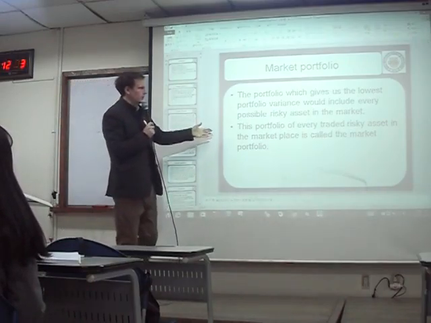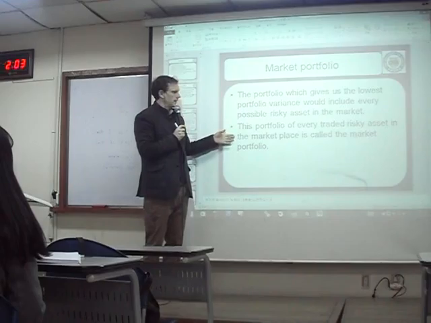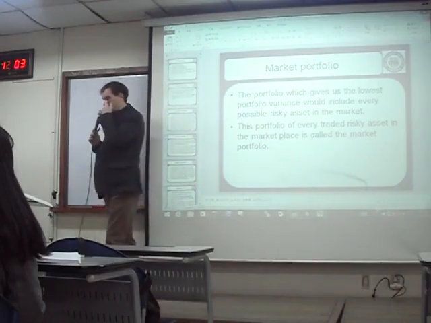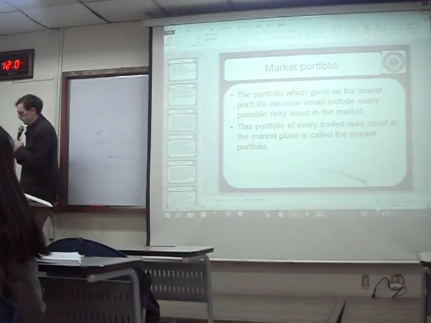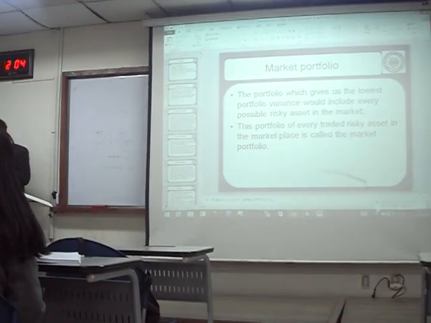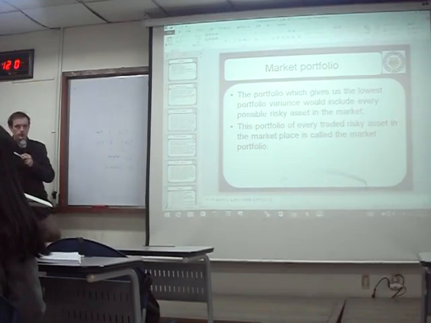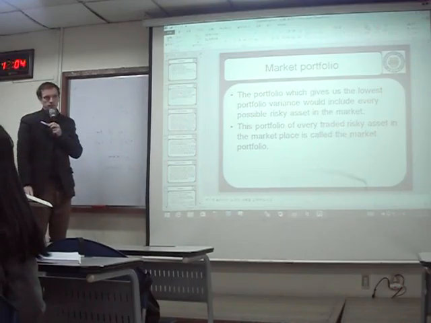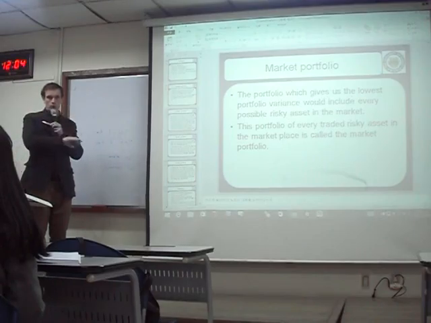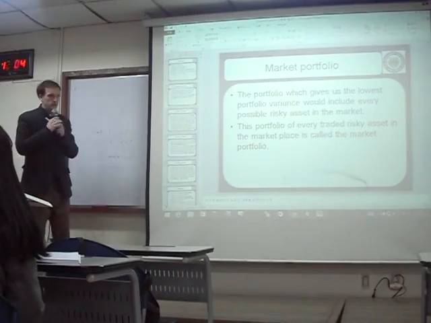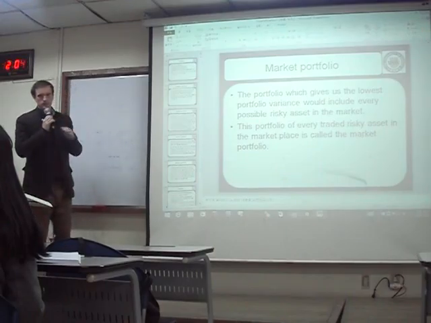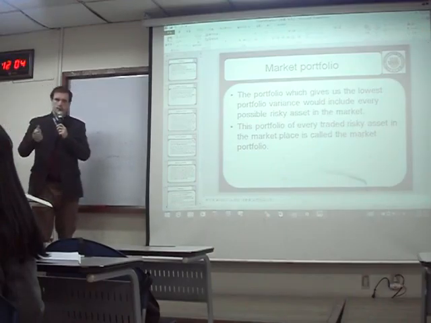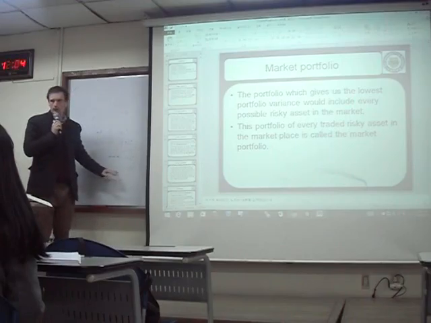So the market portfolio is every traded risky asset in the market. If we could buy every asset in the world, then this is called a market portfolio. So if we could buy stocks in Japan, bonds in the US, we could invest in real estate, we can invest in gold. So we invest in everything in the world. This is going to be a low variance investment. The more and more we add, statistically, the lower and lower the variance becomes.